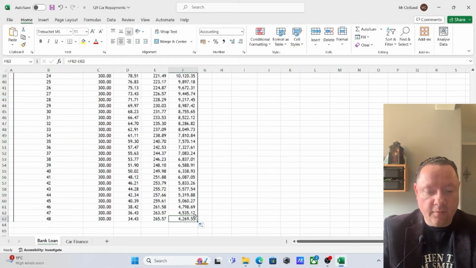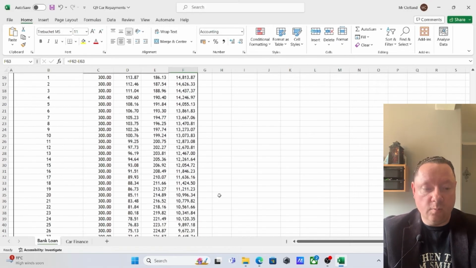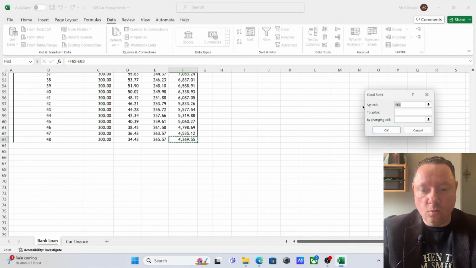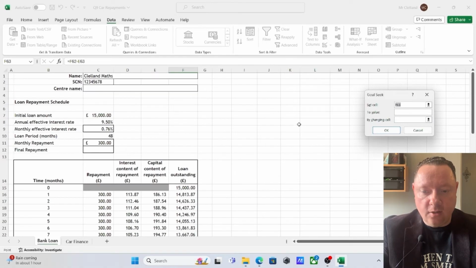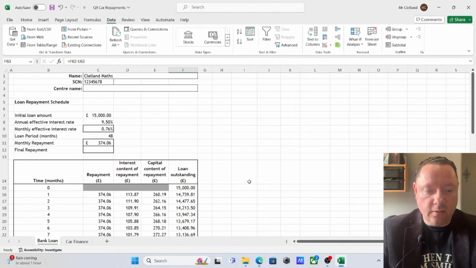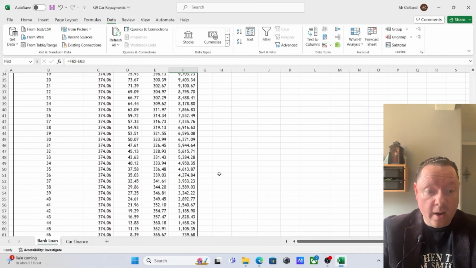And you'll notice that the final box is not 0 because we just made up 300. So we do a goal seek. We go What-If Analysis, Goal Seek. We want to change that to 0 by changing the monthly repayment, that box there. So press equals or enter and you'll notice it does it for you. It looks like it's done it well.